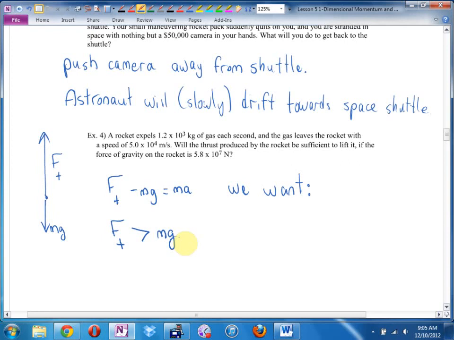Okay. How can I figure out the thrust force? I got the gravity force, 5.8 times 10 to the 7th. How can I figure out the thrust force? Well, I see a force and a time. How about we go impulse equals impulse.